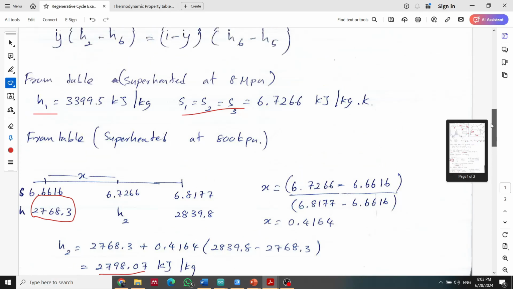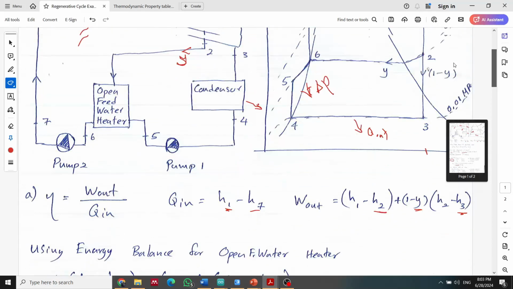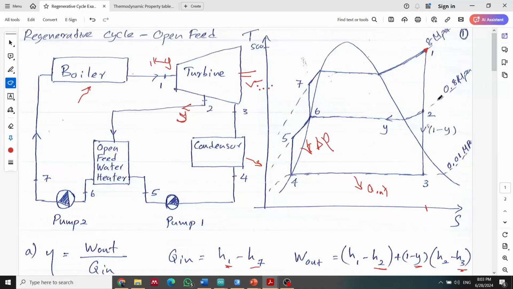Then let's move on to point 3. So far we have figured out 1 and 2, now we are at point 3. Point 3 can be anywhere, either in the mixture region or in the superheated region as well. Therefore the first thing is we have to compare the S3 value, the entropy value, with the saturated values, here and here.